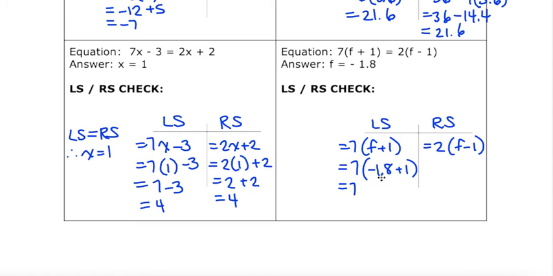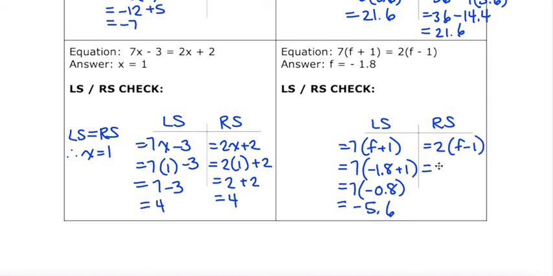I have to follow order of operations, so I must add what's inside of my bracket first. So negative 1.8 plus 1 is negative 0.8. And 7 times negative 0.8, when I use my calculator, I get negative 5.6.